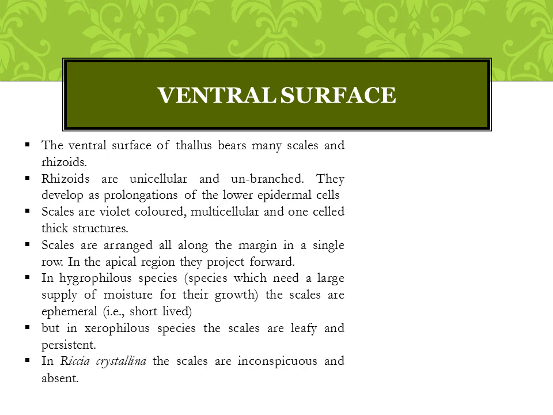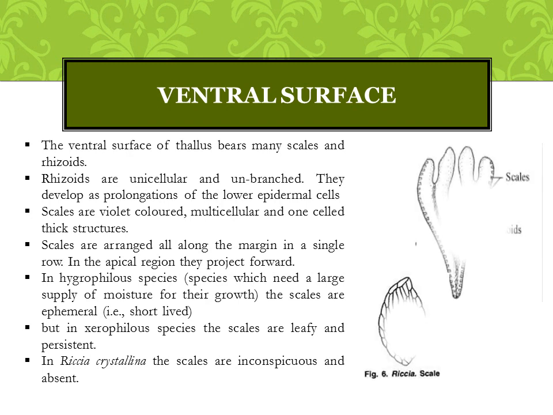So the color of the scale is due to the dissolution of the pigment in the cell sap, and scales are arranged all along the margin in a single row. In the apical region they projected forward, and in some species which need a large supply of moisture, the scales are ephemeral. Ephemeral means they are short-lived. So in xerophytic condition scales are short-lived and the scales are leafy and persistent in xerophytic condition.